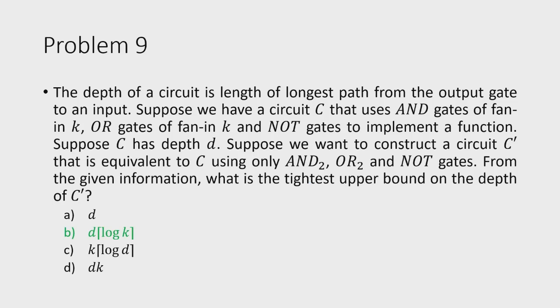So the answer is d times log k. Because in the worst case, you can have one very long path with just AND gates of fan-in k, right? Yeah. The answer is d log k.